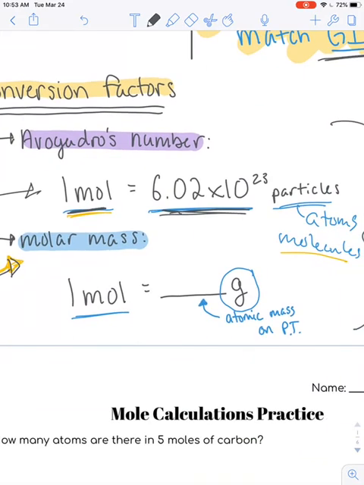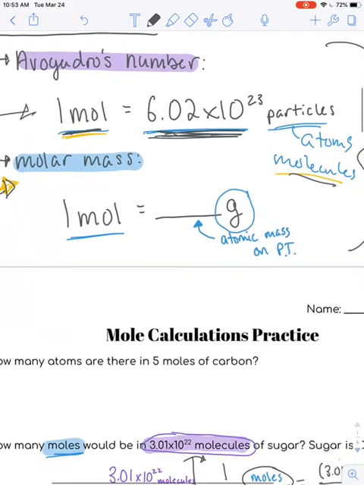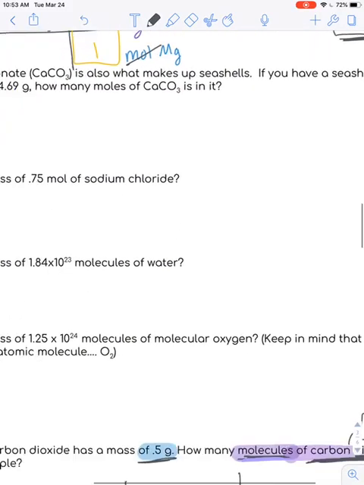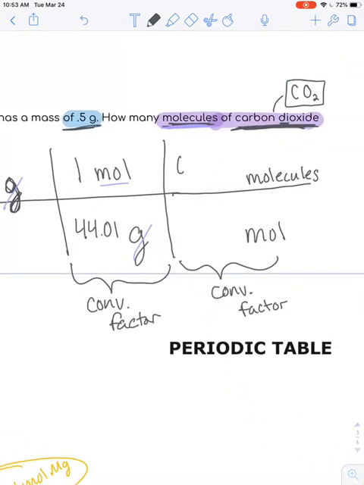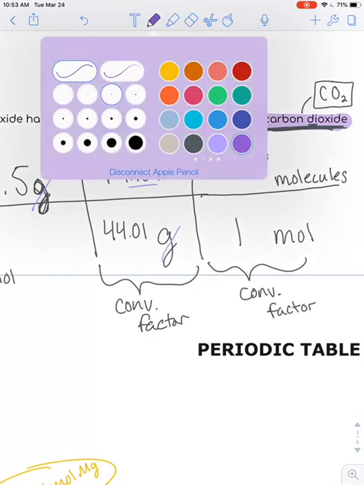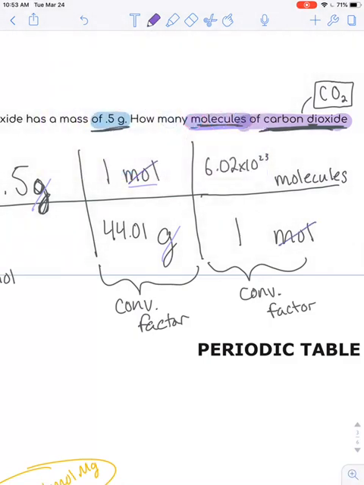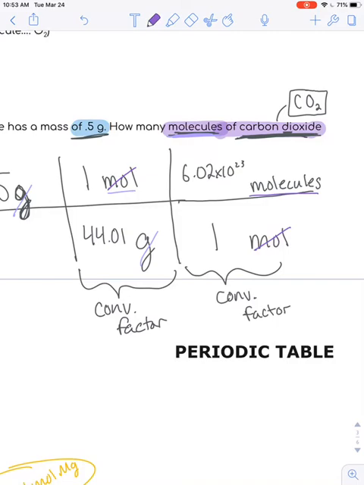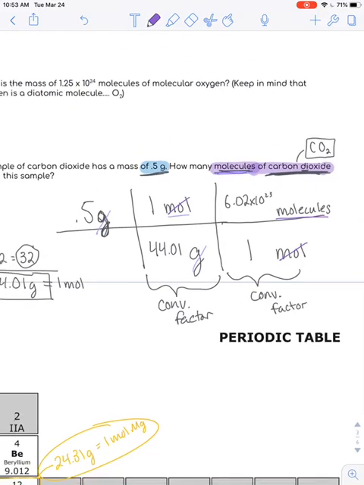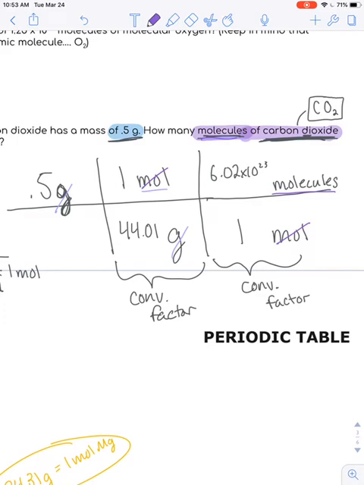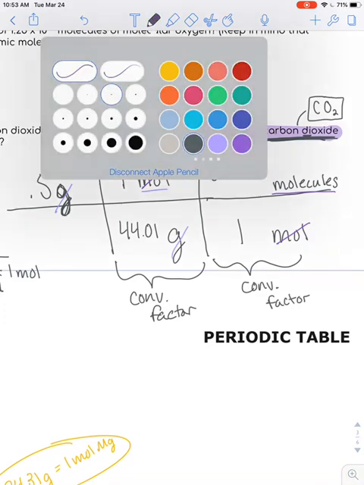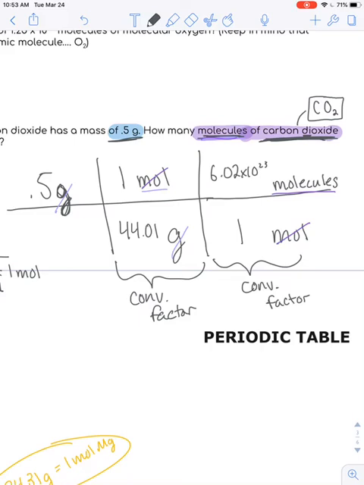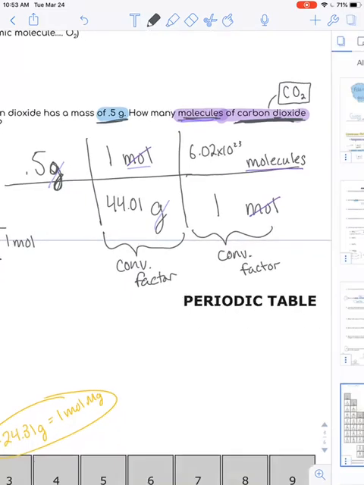We know that there are always going to be 6.02 times 10 to the 23rd molecules in a mole. So I'm going to fill that in: 6.02 times 10 to the 23rd molecules are in 1 mole. Now I can see that my units for moles cancel out and we're left with molecules, which was our original goal. So this is set up completely correctly, and all we have to do is multiply across the top and divide by the bottom. I'm running out of room, so let me add another page.